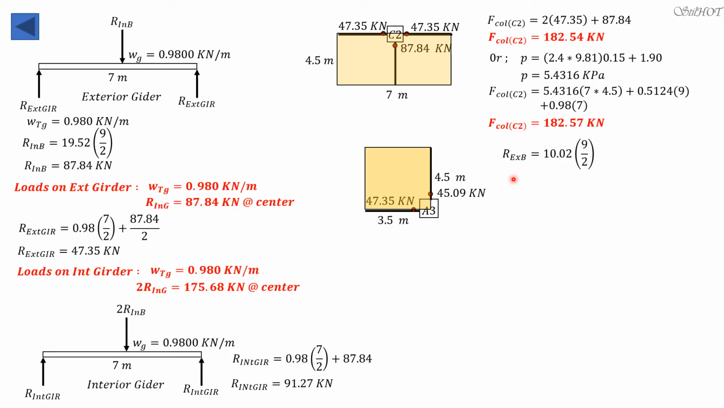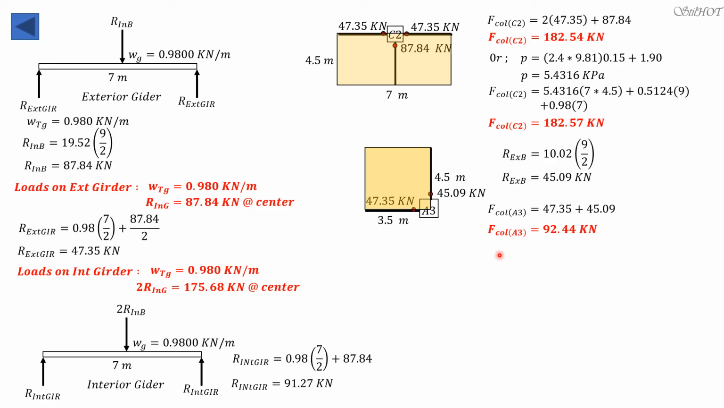Then R of the exterior beam is the uniform weight over the exterior beam times the length divided by 2. That's the reaction, which is why you get 45.09. This 45.09 is from these calculations. So F of column A3 is 45.09 plus 47.35 on this side. So the force on column A3 would be 92.44 kilonewtons.